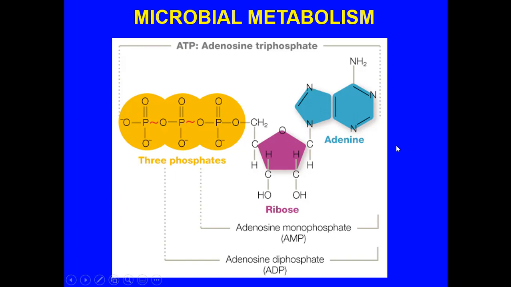Here is a nice way of looking at this entire molecule. Here you have the nitrogenous base, you have the sugar, and in this case it's ribose, and you also have 3 phosphates attached. And you can see that you'd have adenosine monophosphate, diphosphate, or triphosphate, depending on how many phosphates are attached.